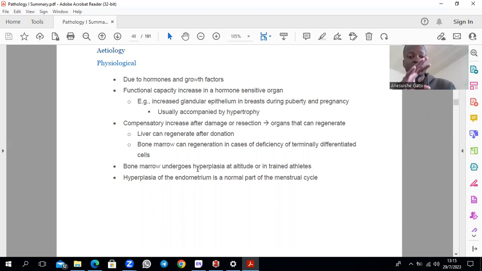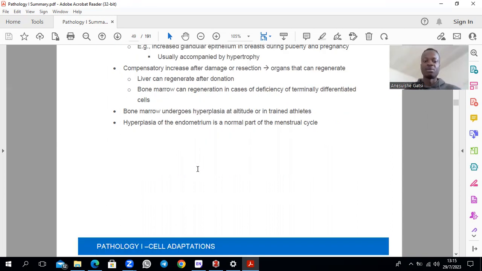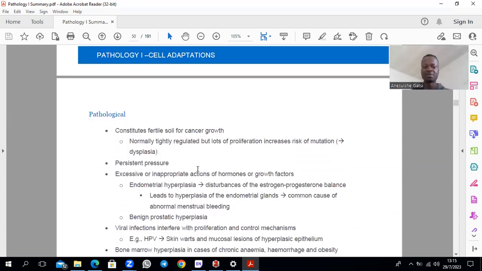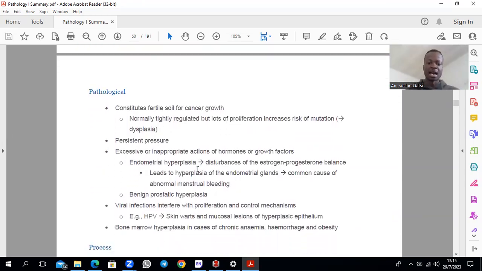Through hyperplasia, right? That's why you need growth factors and hormones as your stimulating factors. Then that's pathological hyperplasia. You can think about human papilloma virus, quite topical when we talk about cervical cancer and other forms of cancer. And this can lead to warts. There can be genital warts, skin warts, and the likes, right? Or maybe bone marrow hyperplasia in cases of chronic anemia. You're trying to compensate for the decrease in oxygen supply.